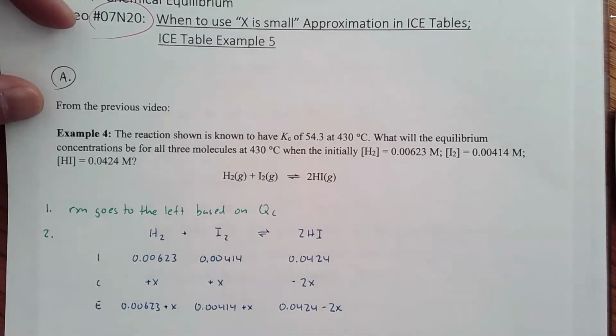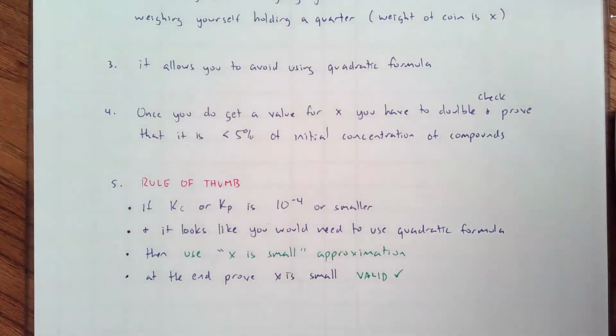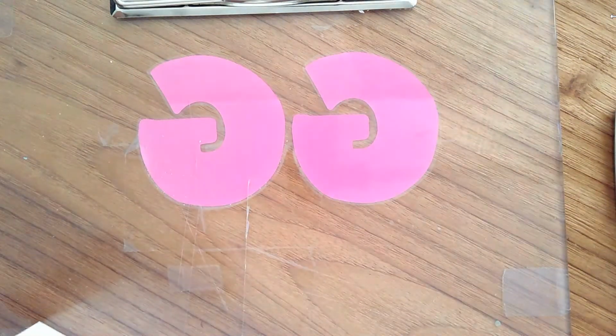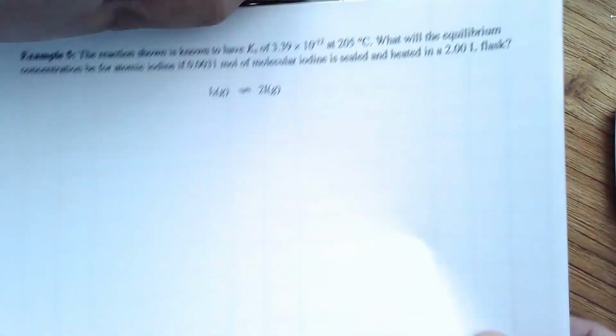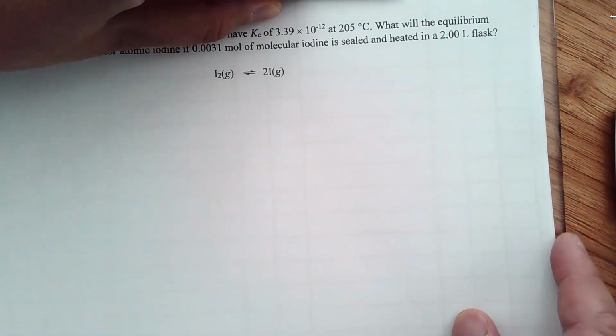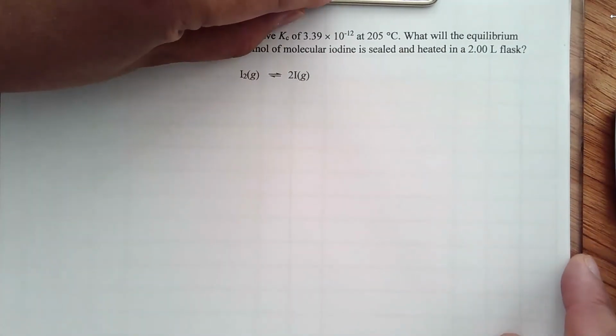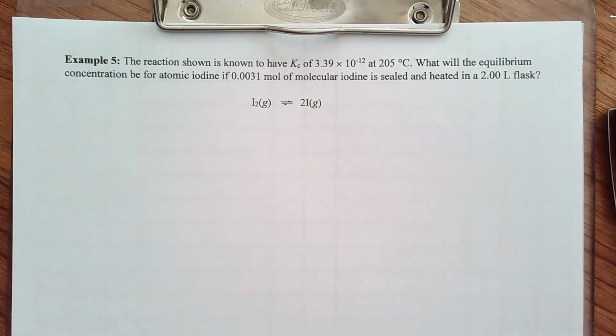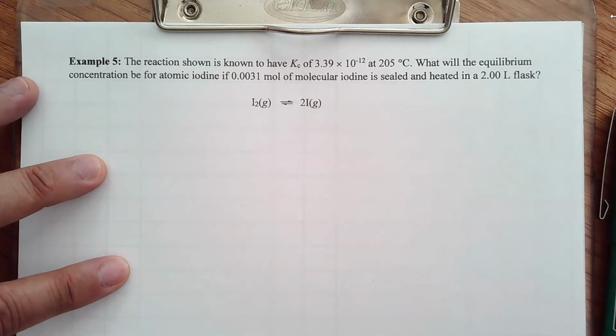For example, number 4. Are we ready to look at that problem? Example number 5. I'll give you a couple clues and show you why we're going to use the x is small approximation, but the whole problem may not be on this video. It may be on the next video. So here it is, example number 5. For us, this is part C.